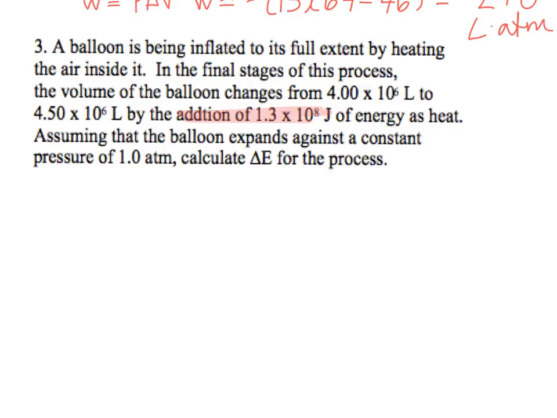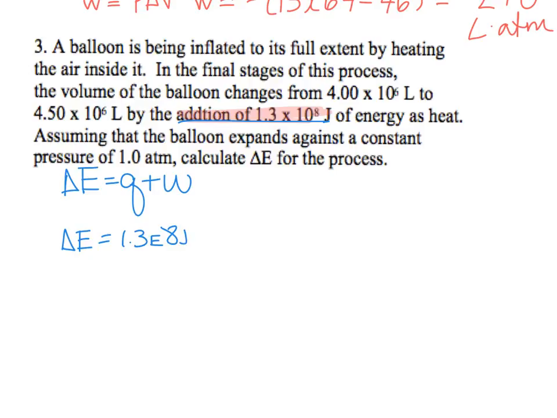Ultimately, we want to find delta E, right? So delta E, whoa, I need to change that. I don't want a highlighter, I want a pen. Let me get a pen out. Okay, delta E is equal to Q plus W. Well, is there anything we know? Yeah, we know Q. And we know that Q is 1.3, I'm just going to do E to save space, E to the 8 joules.